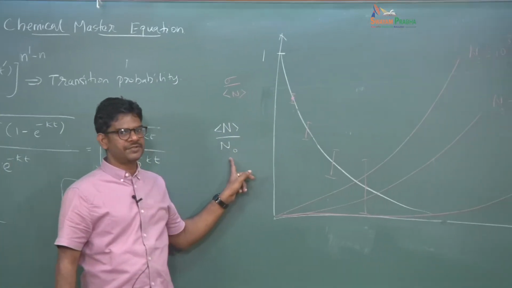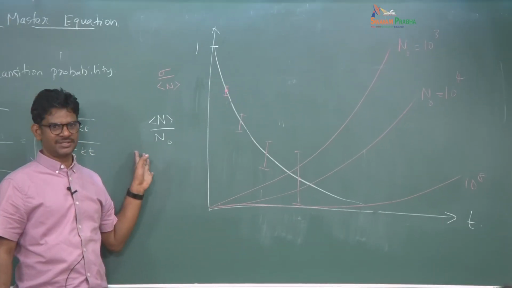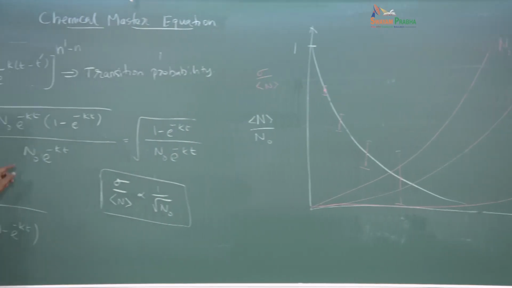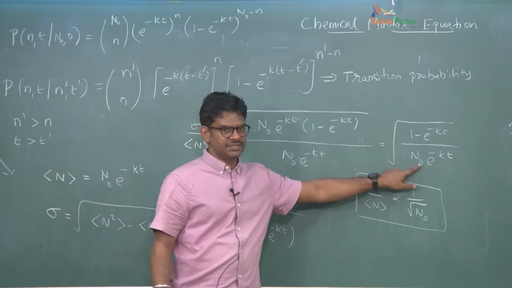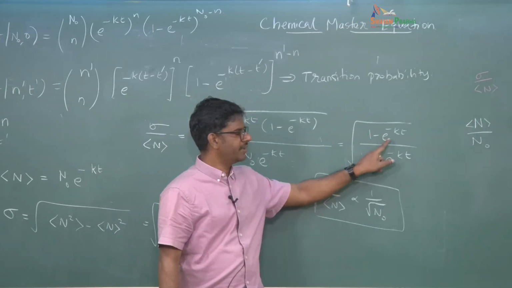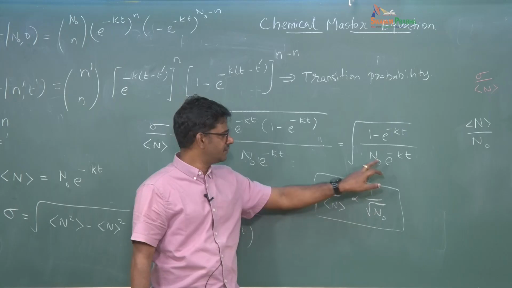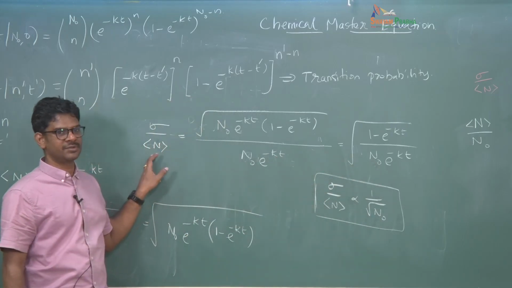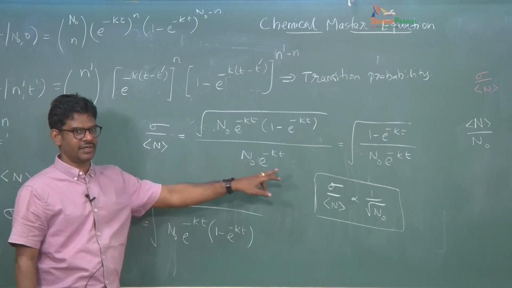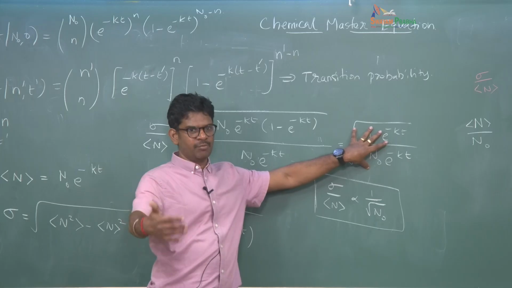Since I am normalizing with respect to n naught, this curve does not change when I change n naught because it's already normalized. On the other hand, if I plot the coefficient of variation that is given by this expression, 1 minus square root of 1 minus e power minus kt divided by n0 e power minus kt, this function depends on n naught, because we are only normalizing with respect to the mean, not n naught. Therefore, the coefficient of variation will depend on the initial number of molecules, n naught.